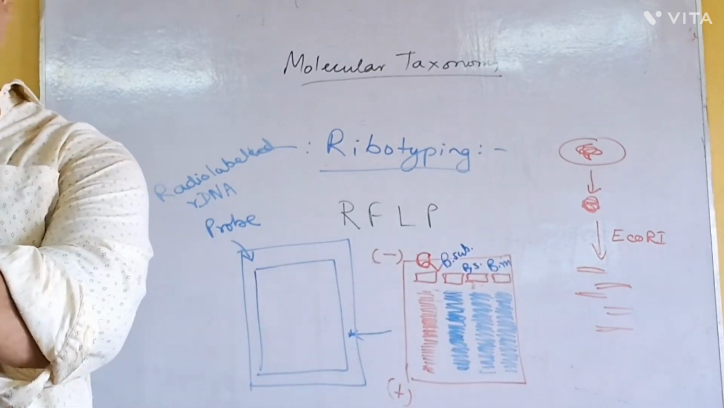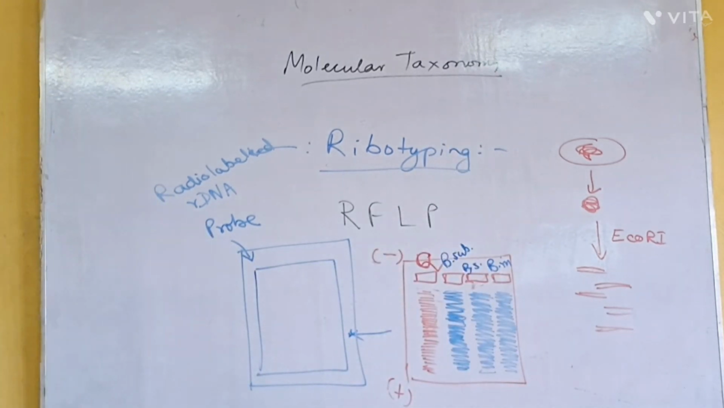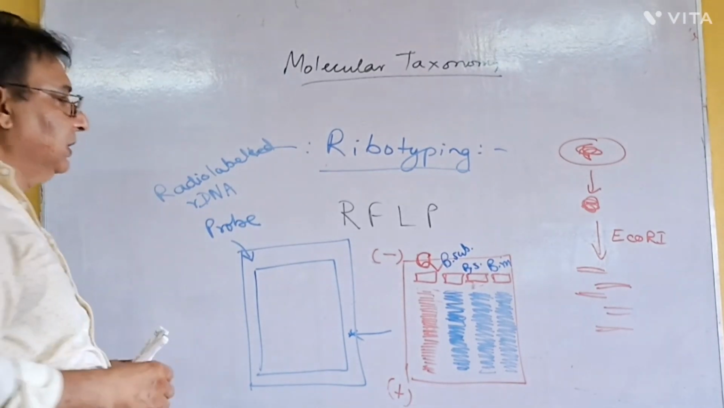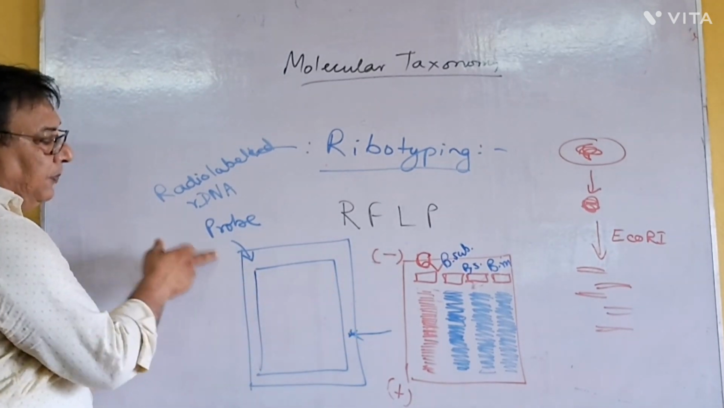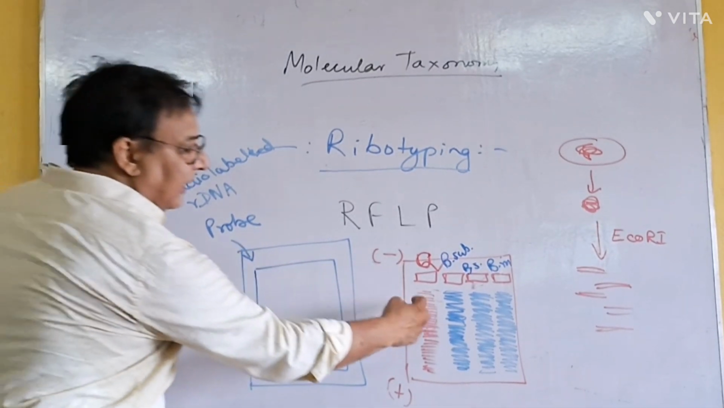In one case, it is N15. That is not a radioisotope, but a stable isotope. That is the semi-conservative model of DNA replication that you study, N15. Another thing is this: the radiolabeled probe. This probe will go and will bind.